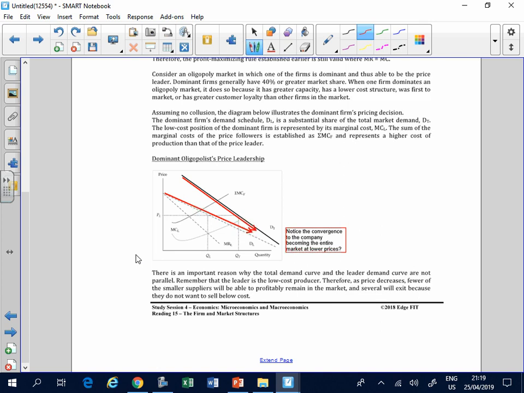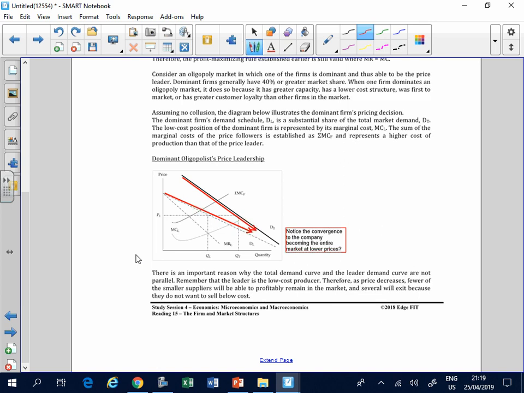Now, that's why when it's the Stackelberg model and it's the large firm or first mover model, here's a question. Firm A, B, and C are a 10% share of the market respectively. Firm D is 70%. Firm D sets their price at $10. What will firms A, B, and C do? They will match it. Okay.